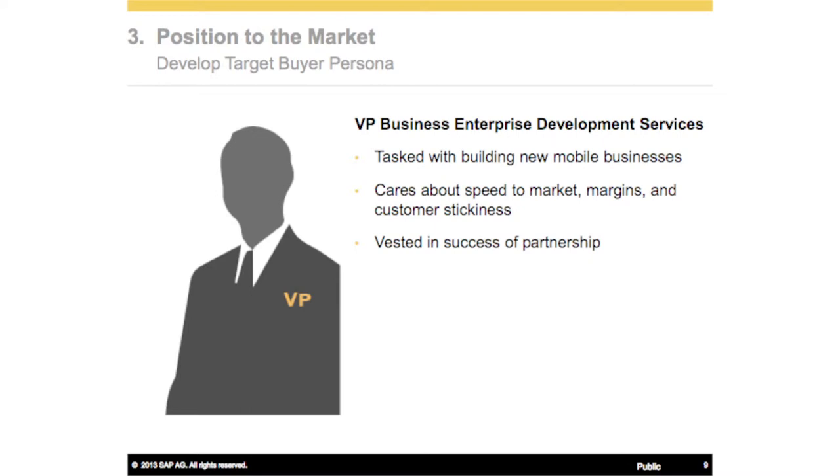And what do they care about? Well, they care about taking a new business to their customers fast, because they're in charge of building up new businesses for their managed service. They also care about margins. They want to make a profit on whatever service they bring to their customers. And they care about what we call customer stickiness, which is the ability for that customer to stay with the service you're providing rather than switch over to someone else. That was very important to this person. And because they're typically the person bringing business into their managed service business, they're personally vested in the success of the partnership.